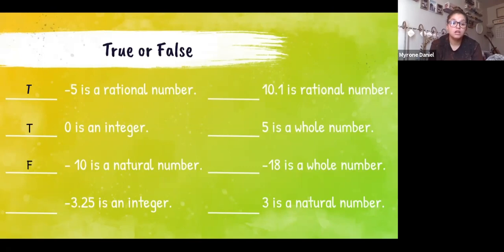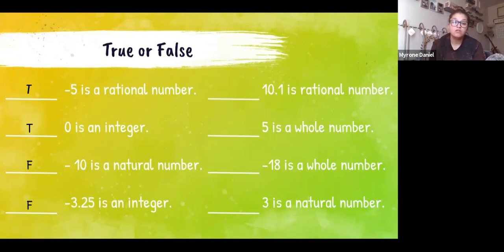So now, let's look at -3.25. Is that an integer? It's close, but it's not. It is false because -3.25 is a decimal. Integers are also negative numbers, but they are not decimals. What is this number? -3.25 is a rational number.